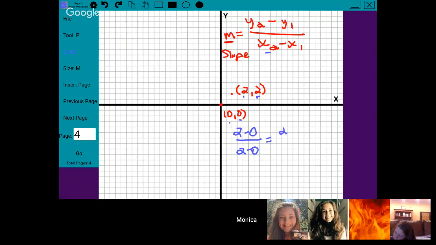So 2 minus 0 is 2. 2 minus 0 again is 2. So that reduces to 1. So your slope for those 2 points is 1.